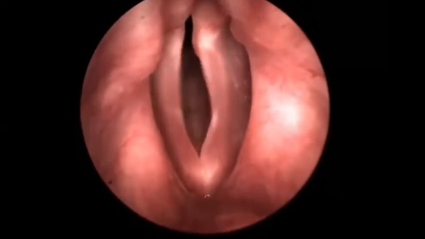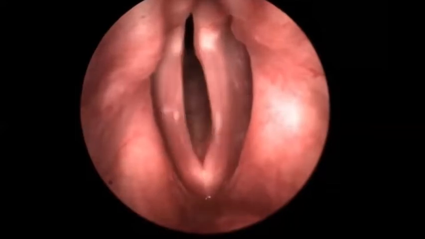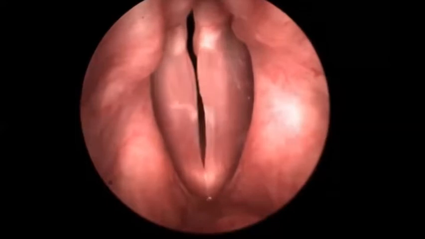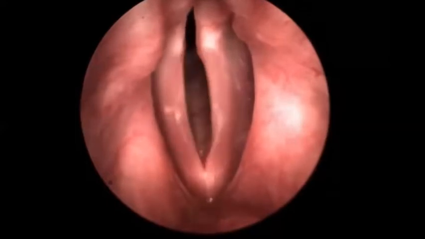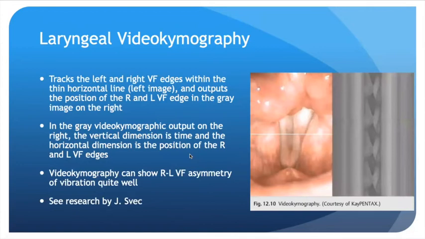That's a pitch break. Laryngeal videokymography is another technology that tracks the left and right vocal fold edges within this thin horizontal line here, and outputs the position of the right and left vocal fold edges in this gray image to the right. So in this gray image, the vertical dimension is time, and the horizontal dimension is the position of the right and left vocal fold edges. So you can see right-left vocal fold asymmetry of vibration quite well.